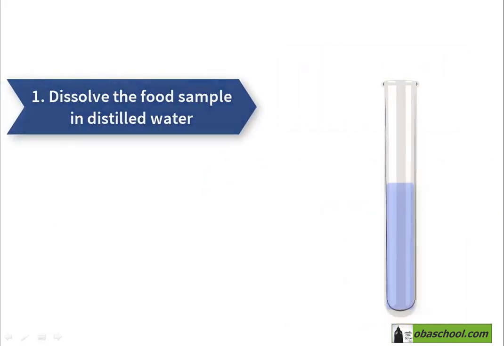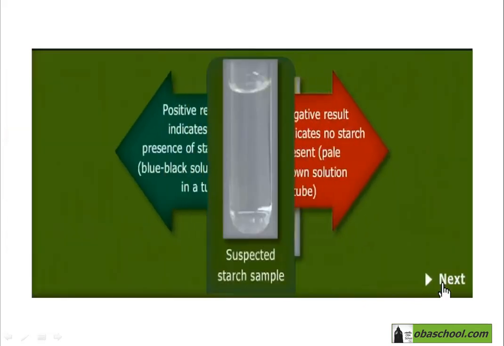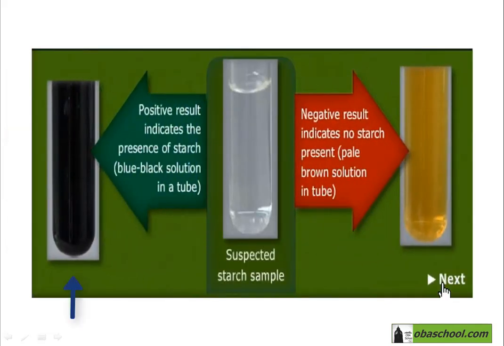To perform this test, in a test tube, we're going to dissolve the food sample in distilled water, and then we're going to add iodine and shake. If starch is present, iodine turns a blue-black color, and if not, the solution remains brown.